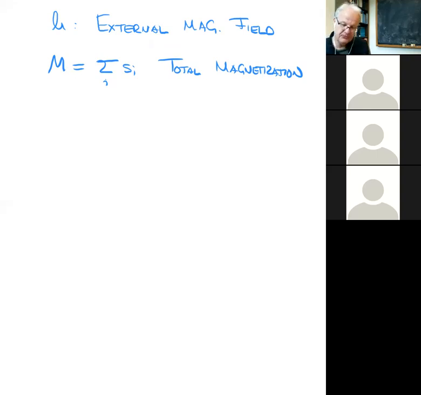on it. So this would be the total magnetization, and you can define something like a magnetization density, which would be the total magnetization divided by the number of spins. So N is the number of spins.